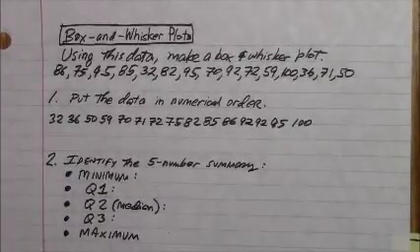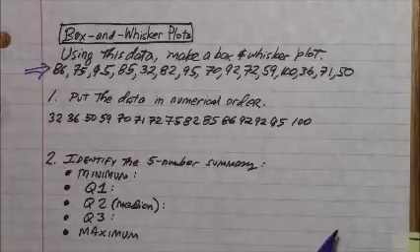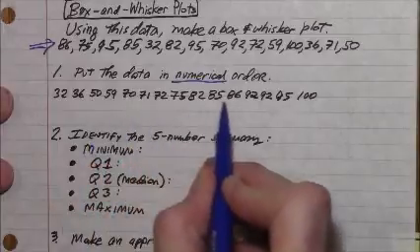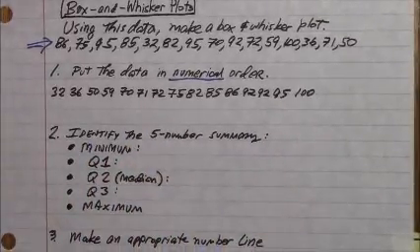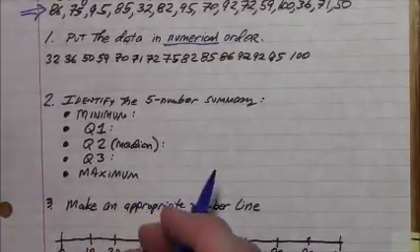We're going to make a box and whisker plot using this data here. The first step is to put the data in numerical order, and that's what I did here. I set up all of these numbers. And we're now going to identify the 5-number summary, and that will enable us to have the parts that we need in order to set up the box and the whiskers.